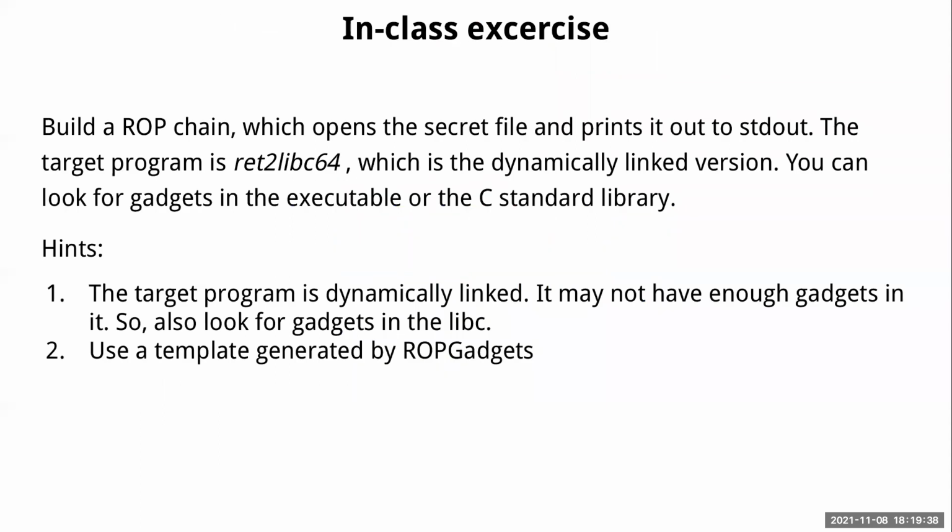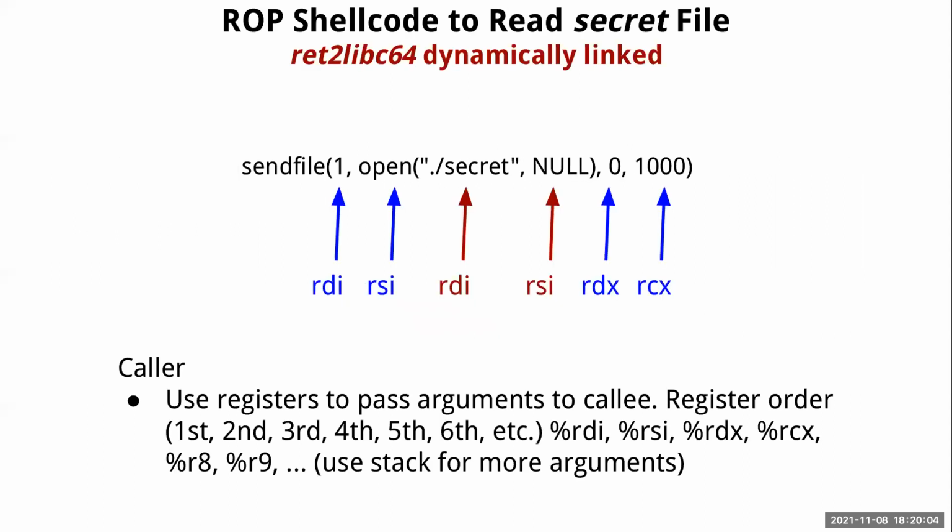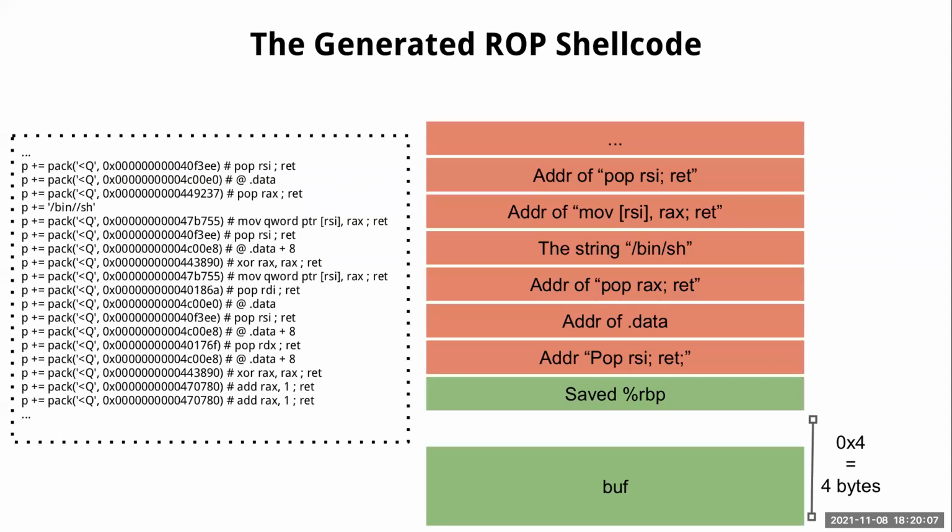Okay. So the target program will be that return to libc, 64-bit, dynamically linked. This is dynamically linked. The number of gadgets in the executable is small, only 66 or 67. So you can also look for gadgets in the C library. Also, it's better if you just use a template like this, and then you just change those gadgets. You're looking for gadgets and changing those gadgets.